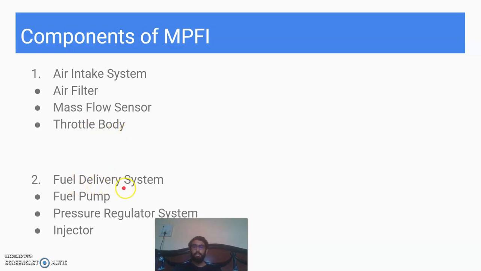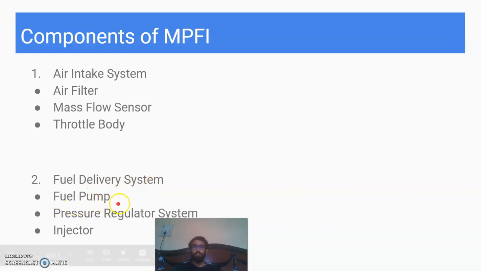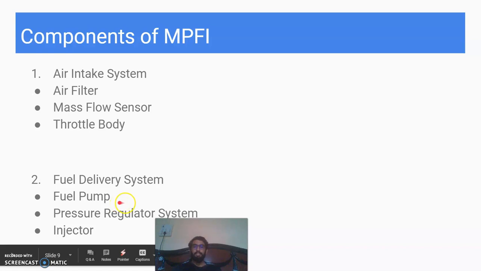The next is the fuel delivery system. The fuel delivery system has a fuel pump which pumps the fuel and sends it to the pipeline, and there is a pressure regulator system which regulates the pressure of the fuel line and keeps the pressure always higher than the ambient pressure.